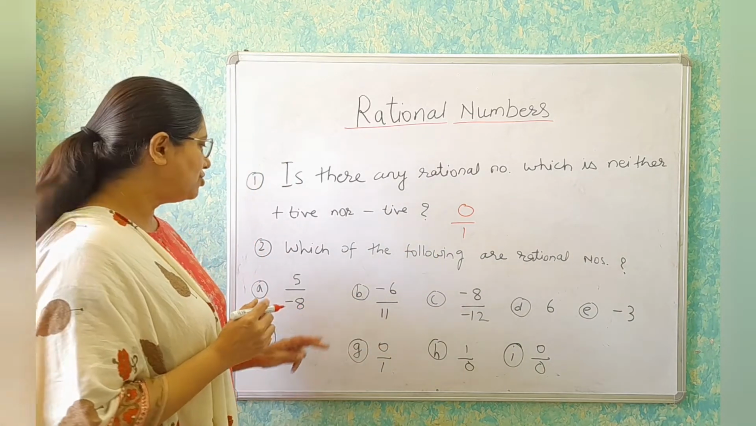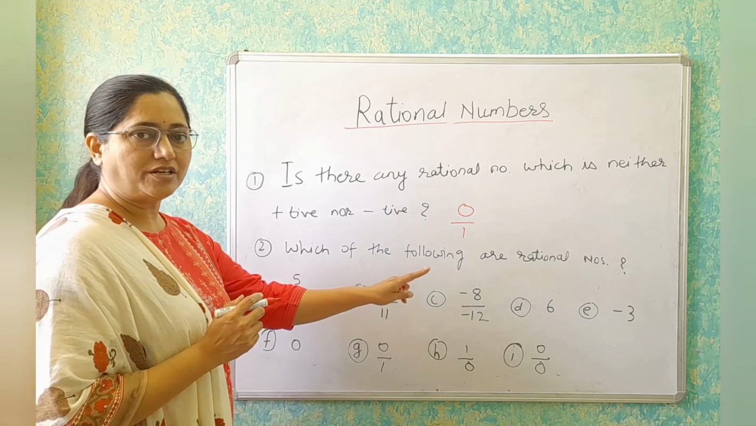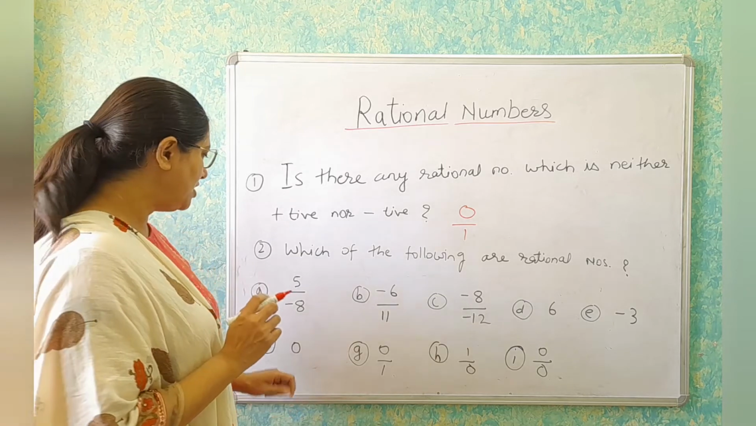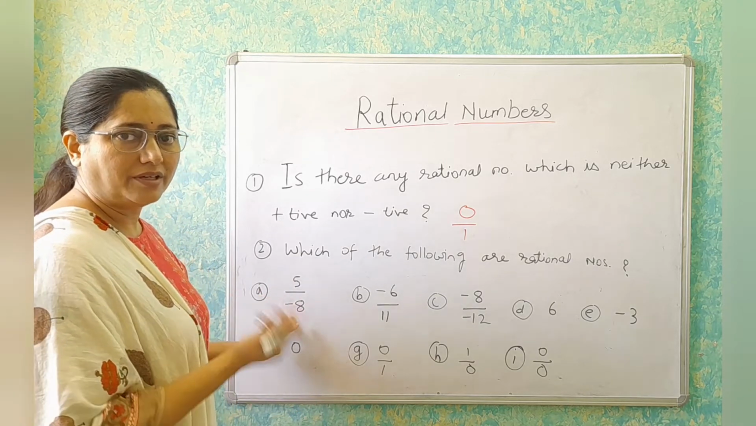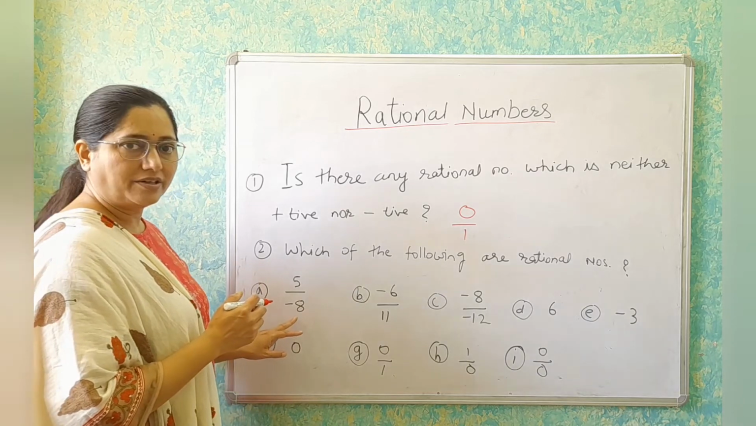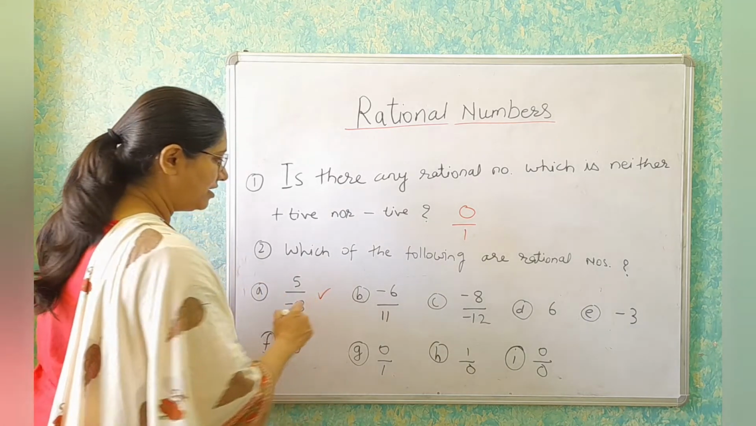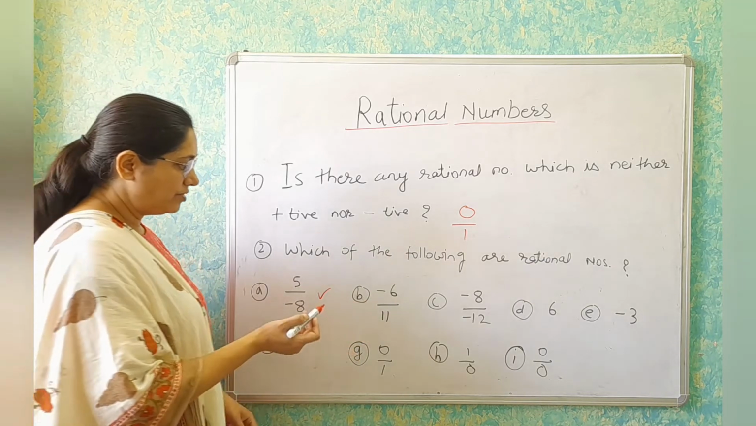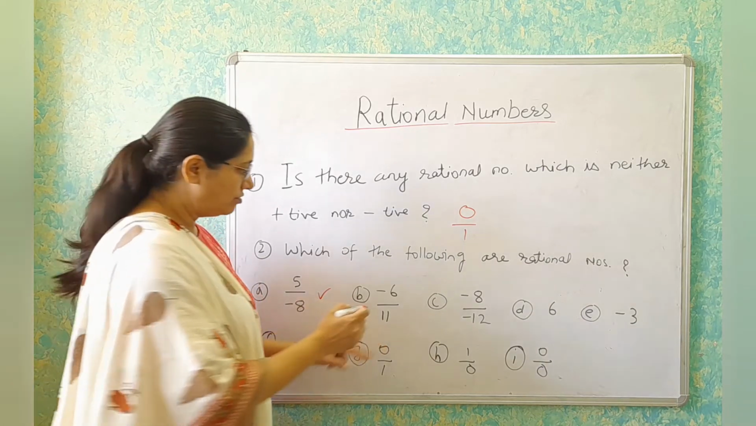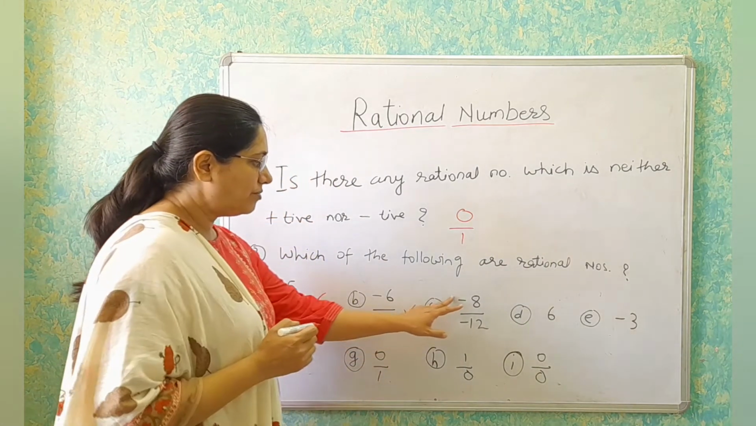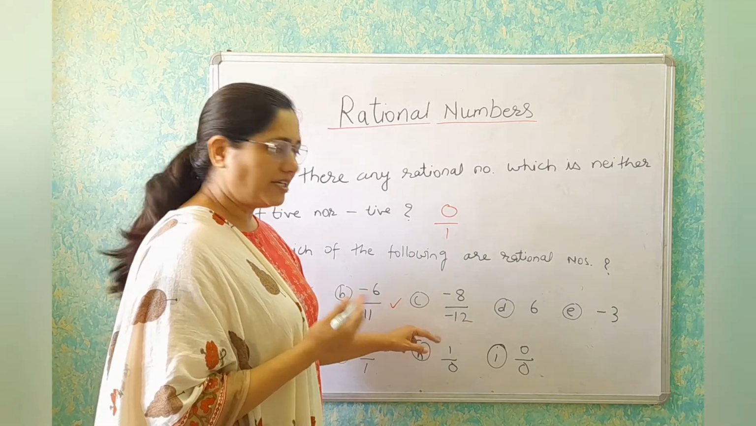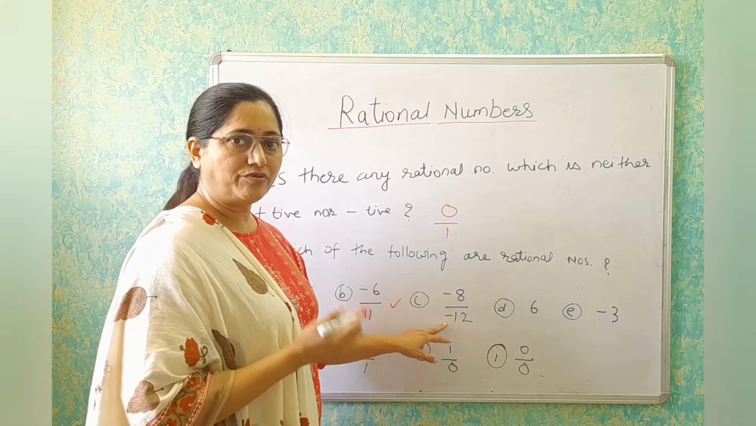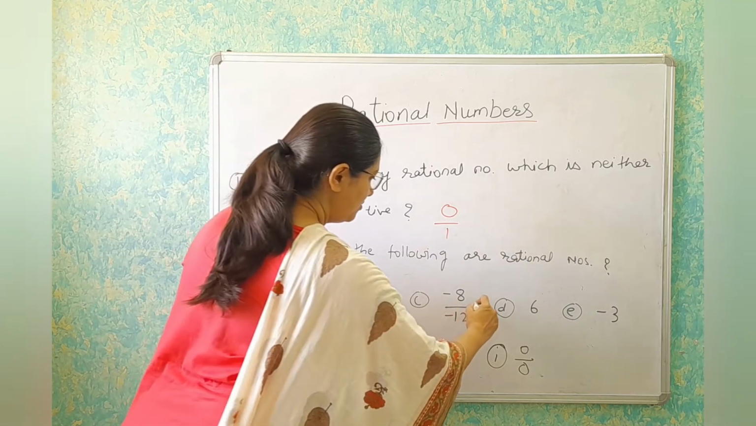Next question, which of the following are rational numbers? See, these are a few numbers and we have to find out which ones are rational numbers. 5 upon minus 8. Yes, it's a rational number because it is a negative rational number. So it is correct. Minus 6 upon 11. Again, it is in p upon q form and q is not equal to 0. So it is a rational number. Minus 8 upon minus 12. Yes, it is a rational number because both numerator and denominator are negative. So we can say it is a positive rational number.